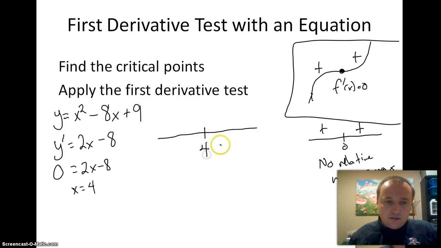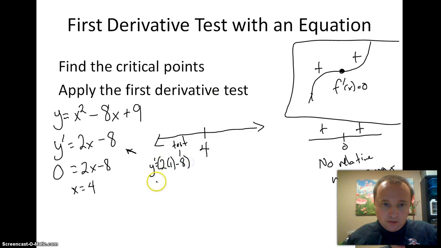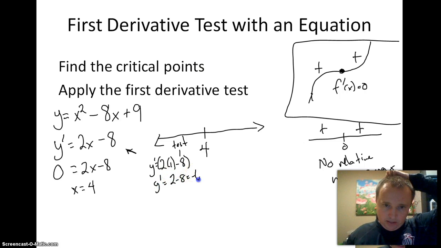Now, create my number line. My critical point is x equals 4. And then I look and I see what is happening on both sides of that. So I'm going to plug in a test point. An easy one for me to plug in is a number smaller than 4. A number smaller than 4 is 1. So I'm going to plug 1 into y prime. So what does y prime equal when I do 2 times 1 minus 8? So y prime equals 2 minus 8, which is negative 6.